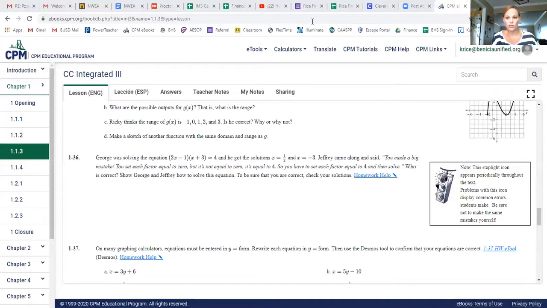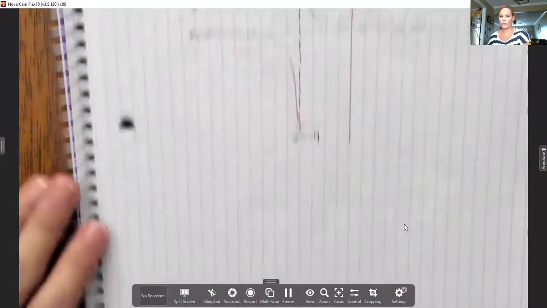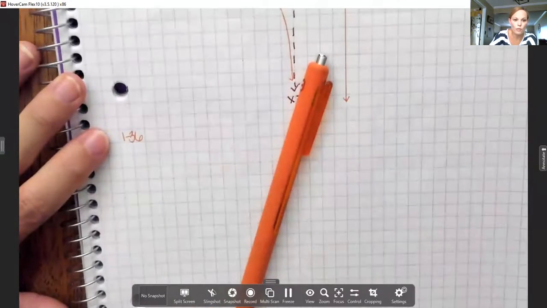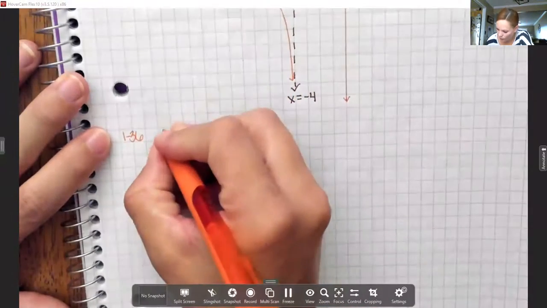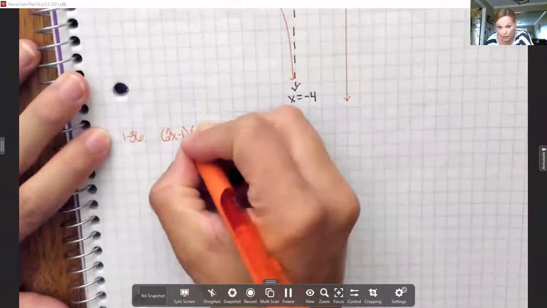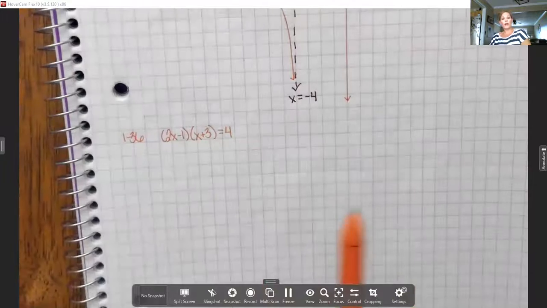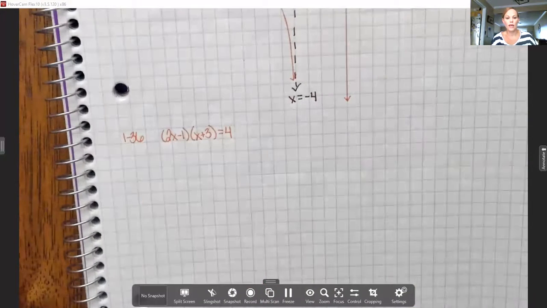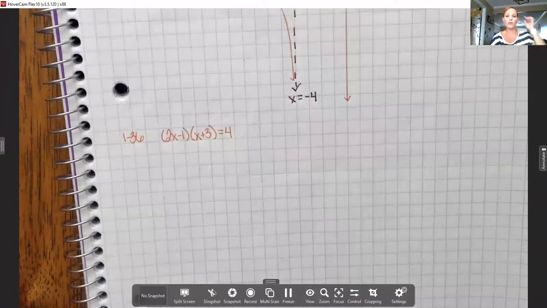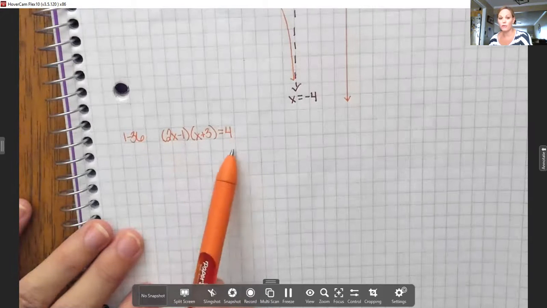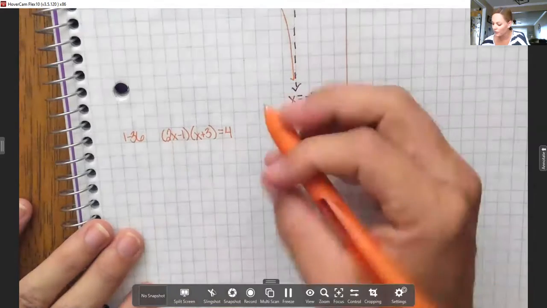So what you're going to do to solve this problem, so it's 2x minus 1 times x plus 3 equals 4, is you have to get it equal to 0, and then you can use one of the processes that we used yesterday for solving quadratic equations. So in order to get it equal to 0, we'd have to subtract the 4, but before we do that, we need to multiply this left side out.